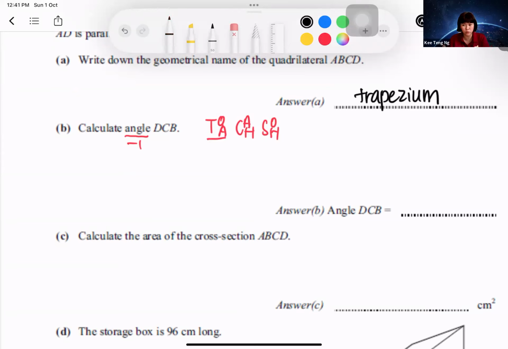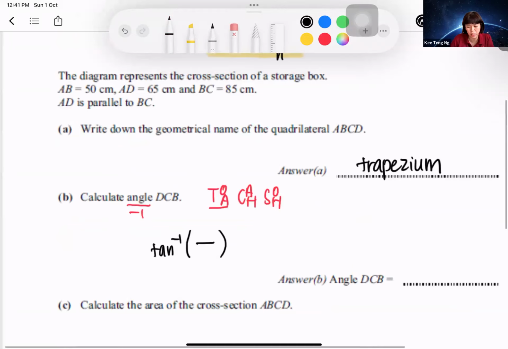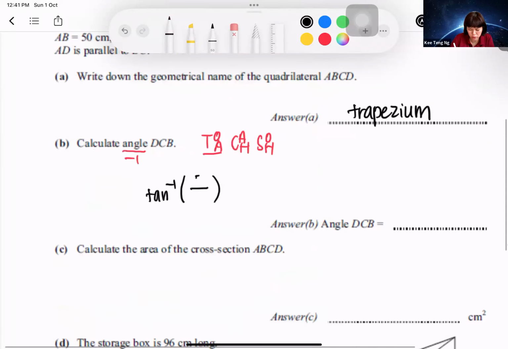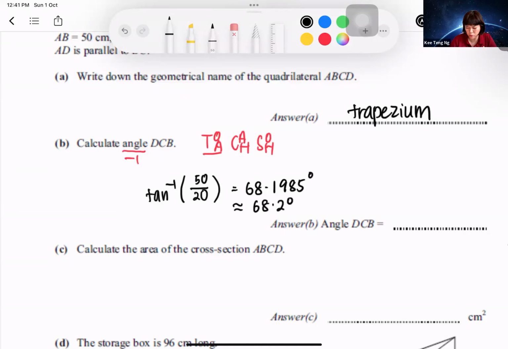To find angle, what must we do? Tangent inverse, no more equal sign. O over A. O will be 50, A will be 20. So tangent inverse, 50 over 20. Right, and we get our answer, 68.1985. Round off for angle in degrees, 1 decimal place, 68.2 degrees.